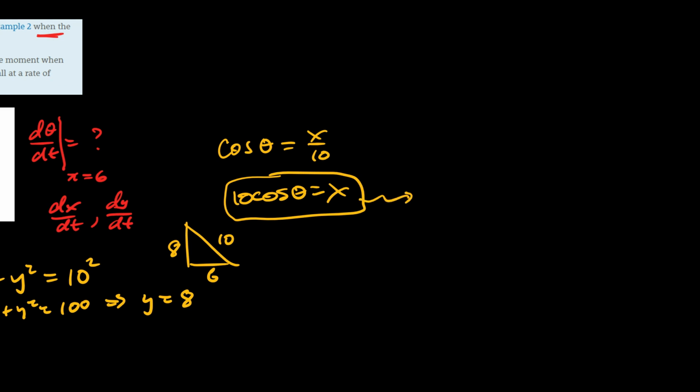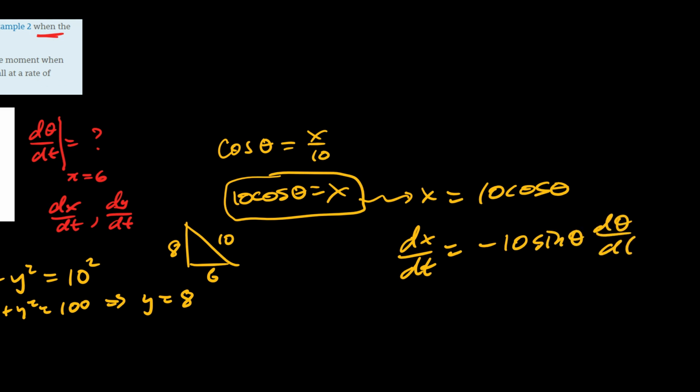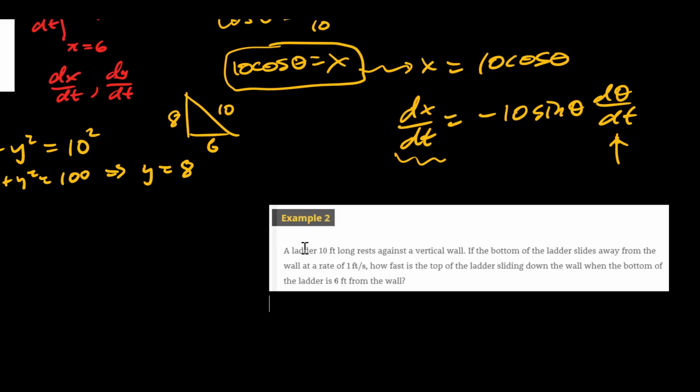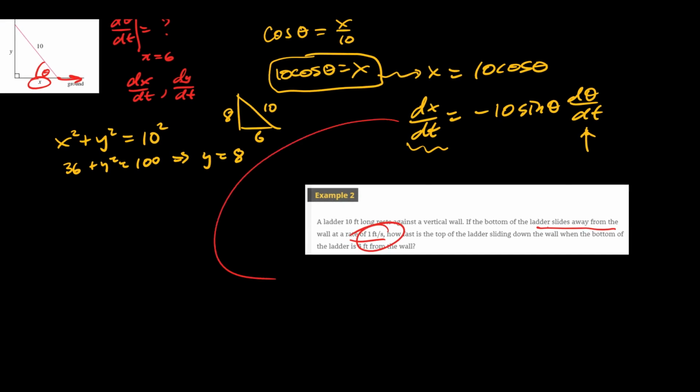So let's see what we got here. When we take the derivative, let me change the sides here, it's a little easier to read. When we take the derivative with respect to t on both sides, we get negative 10 sine theta d theta dt there. Now, we need to find d theta dt when x is 6, but the problem is we don't have dx dt. The problem actually states that the rate that the ladder is sliding away from the wall is 1 foot per second. All right, so I need to incorporate that into this. So we have 1 equals negative 10 sine of theta times d theta dt.